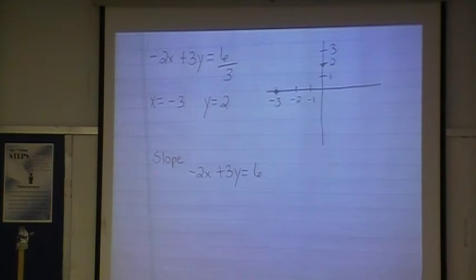You put the x on top, you put the y on the bottom, change the sign of x, then you check it really quick, and that's how you find the slope.